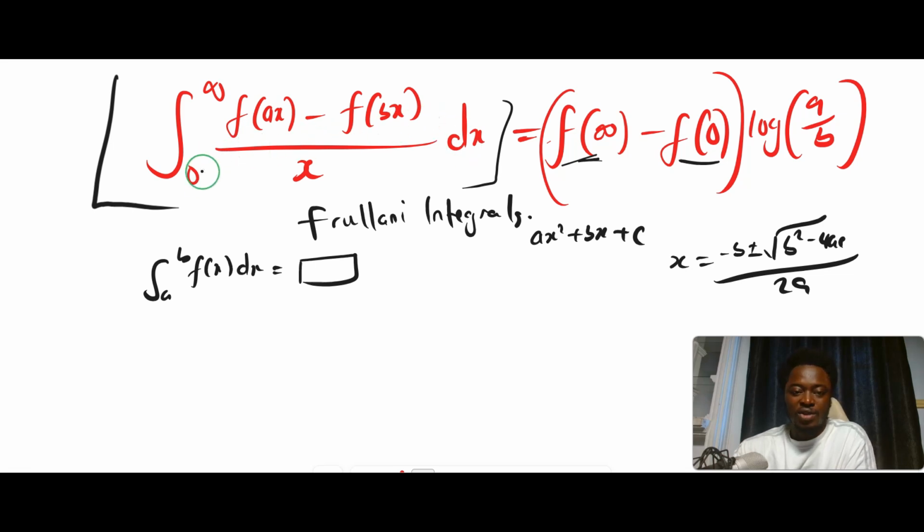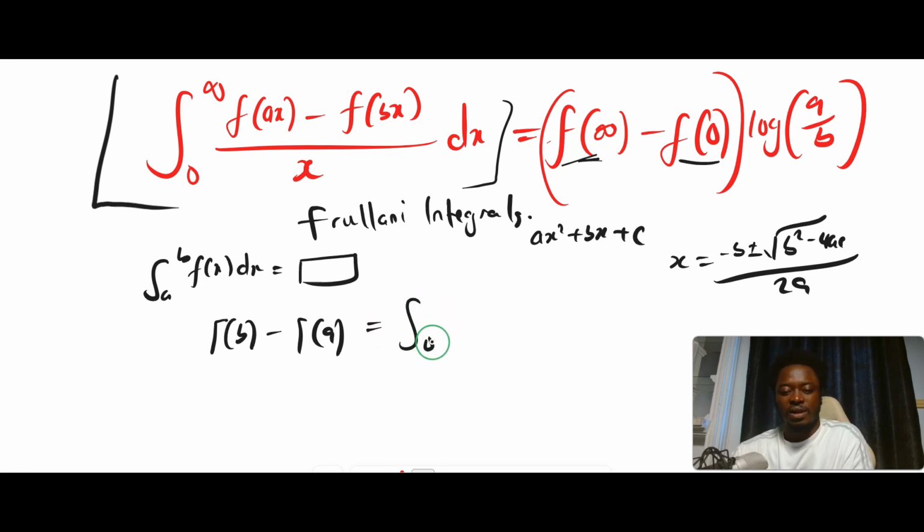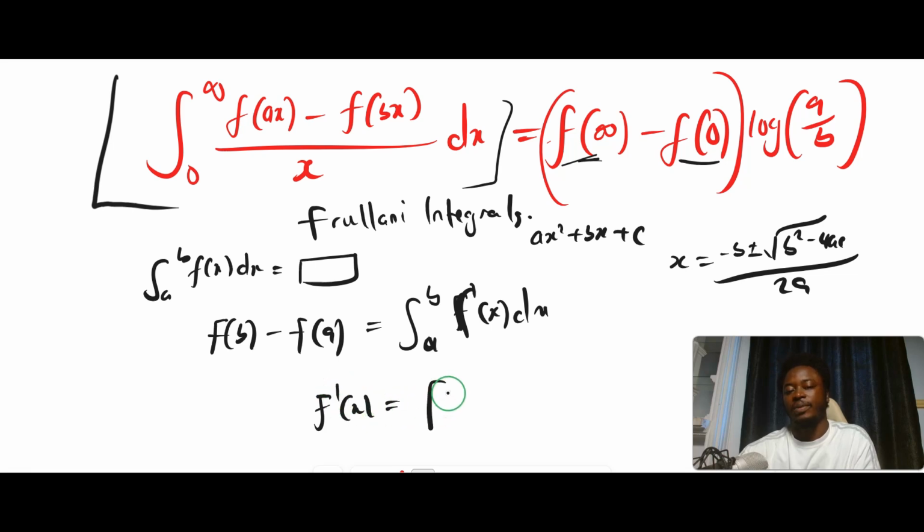But for today, we're going to enjoy these Frullani integrals, and I'm going to use the double integral method for it. You notice that the fundamental theorem of calculus says that F of b minus F of a is going to equal the integral from a to b of f of x dx, where this capital F is such that F prime of x equals f of x. So that is what the fundamental theorem of calculus tells us.